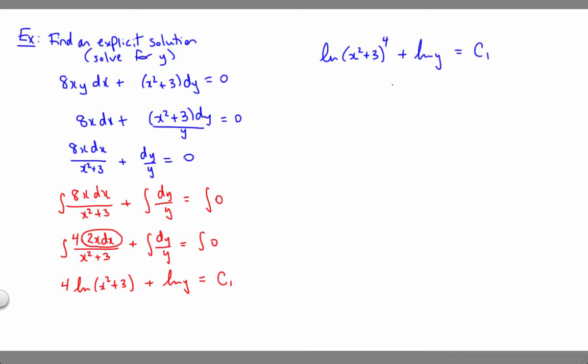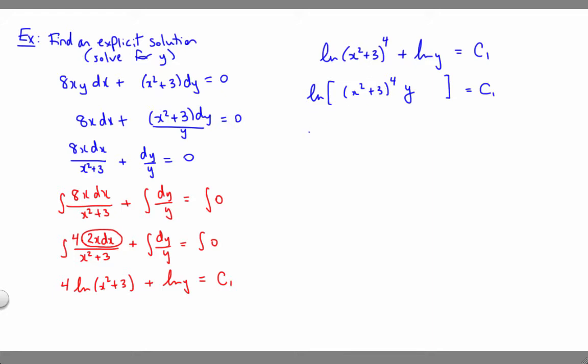Good. Next step, we're going to use the product rule for ln. So since we've got a sum of two ln terms, we can combine them into a single ln, and what's going to be happening inside that ln is we're going to have multiplication. So we've got ln of (x squared plus 3) to the 4th times y equals c1. Okay, and what that has allowed us to do is to reduce the problem to a single ln. Now instead of having two ln expressions in the equation here, we've just got a single ln in the equation.